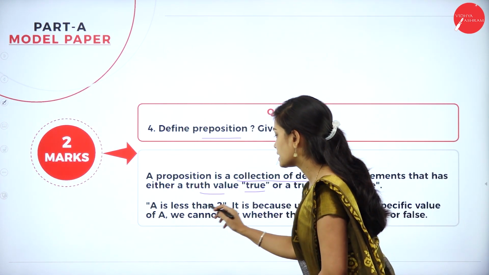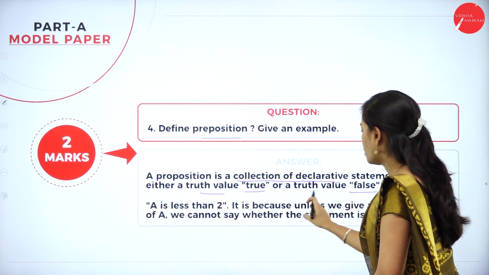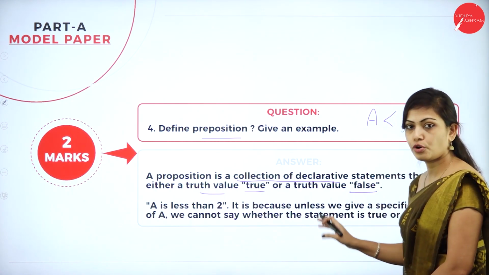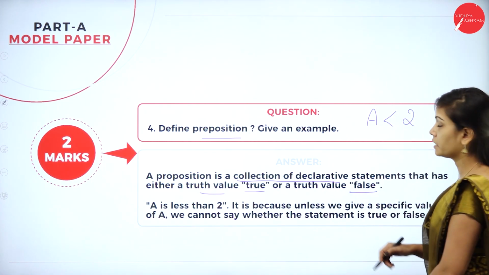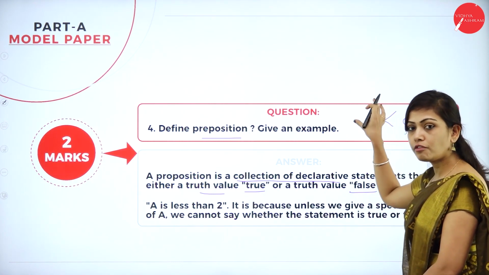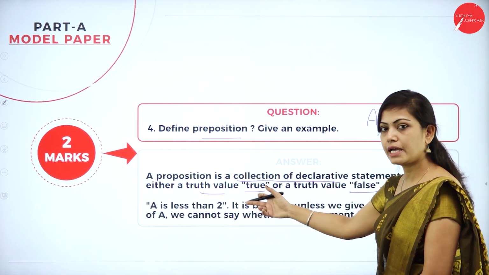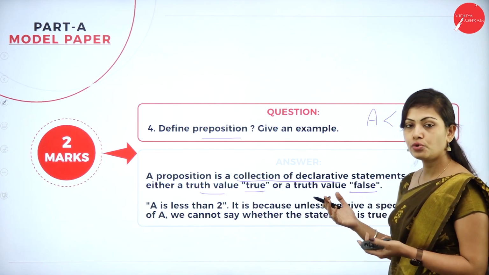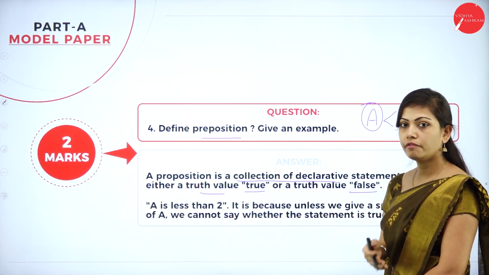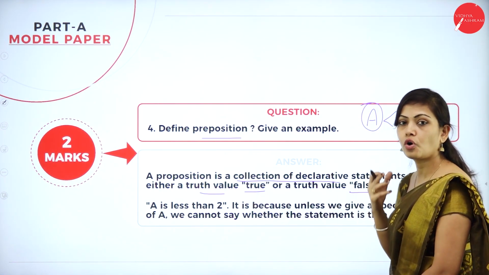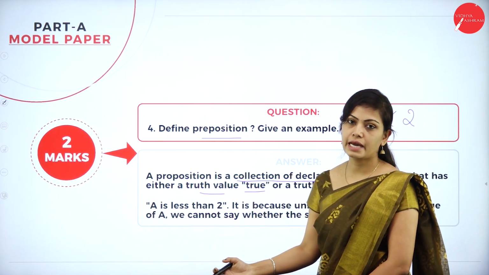Example: A is less than 2. It is because unless we give a specific value of A, we cannot say whether the statement is true or false. Is it clear? So here we don't know the value of A. Simply they have given one statement, A is less than 2. Whether it is true or false, until we know the value of A, we can't predict whether the statement is true or false. Clear?